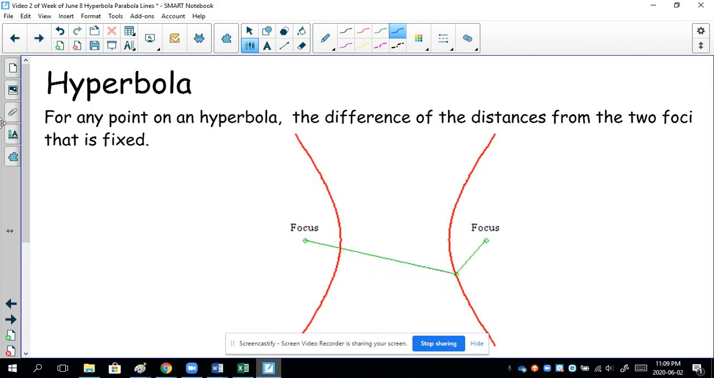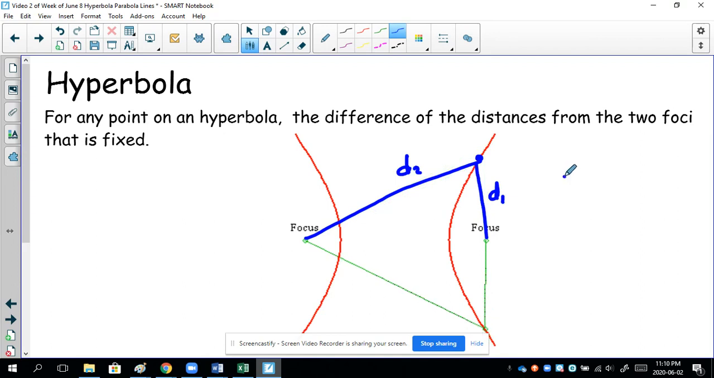Okay, then we have the hyperbola. I showed you that the hyperbola is also a cross section, but of two cones. It's almost like you cut an ellipse and fold it out at the ends. So we still have focal points, but the relationship is that for every point on the curve, if you take the two distances, I'm going to call this D2 and this D1, D2 minus D1 is always constant. It's fixed.